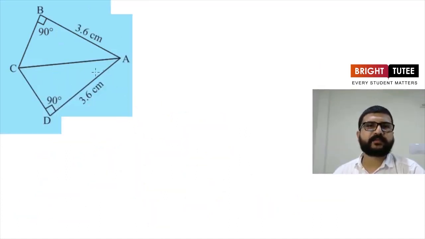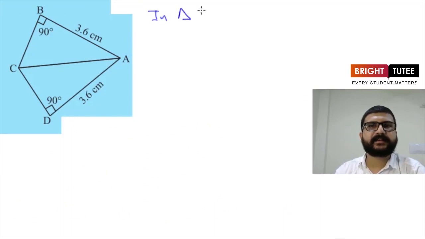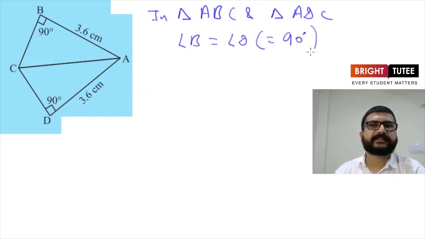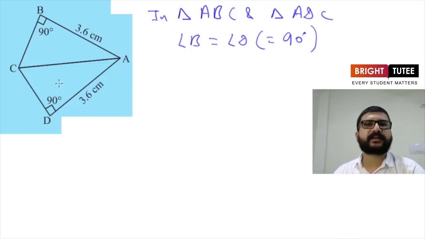Now here is one more pair of triangles. It is triangle ABC and triangle ADC. So we can write it here, in triangle ABC and triangle ADC. What are the things we have equal? It will be angle B is equal to angle D, and they both are equal to 90 degrees. So here also we have to check whether the triangles are congruent using the RHS congruence rule or not. If they are congruent, then we have to write the congruency relation symbolically.